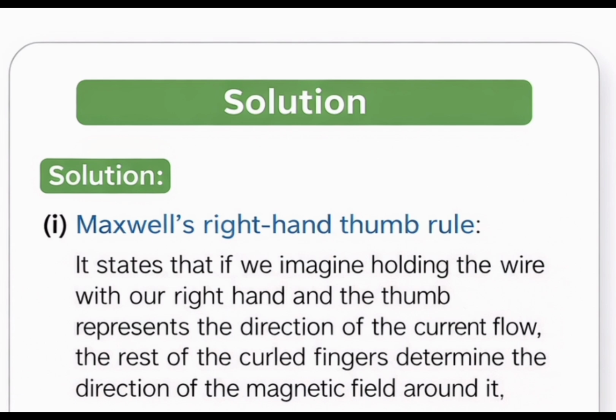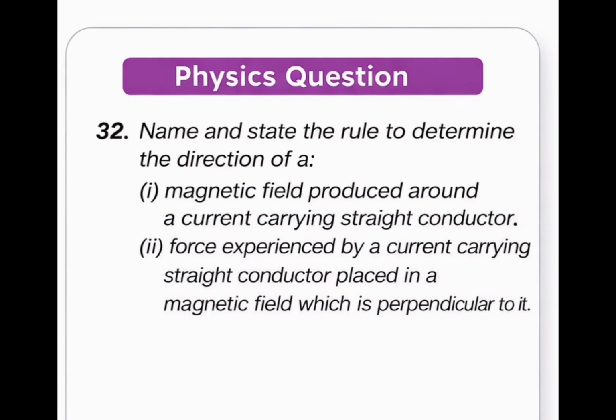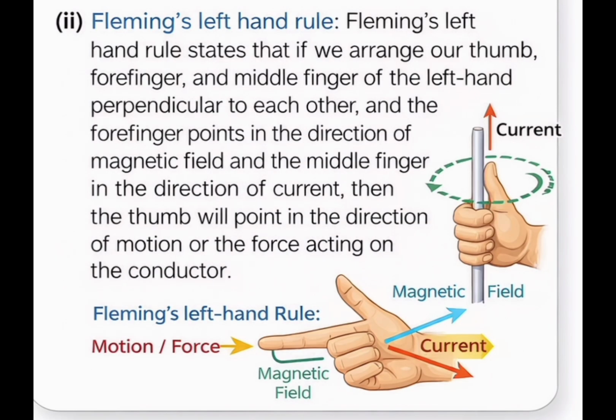In the second part, the force experienced by a current carrying conductor. To determine the direction of force experienced by a current carrying conductor placed in a magnetic field, we use Fleming's left-hand rule. According to this rule, if we stretch the thumb, forefinger and middle finger of our left hand so that they are mutually perpendicular to each other, if the forefinger points in the direction of the magnetic field and the middle finger points in the direction of current, then the thumb gives the direction of force or motion of the conductor.